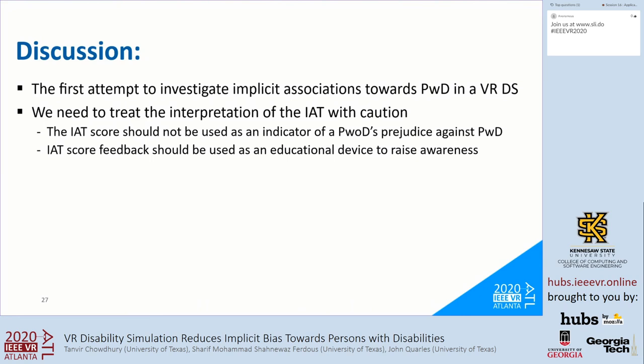To the best of our knowledge, this study was the first attempt to investigate implicit association towards people with disability in a VR disability simulation. However, we need to treat the interpretation of IAT with caution. The IAT score should not be used as an indicator of prejudice against people with disabilities. Instead, IAT score feedback should be used as an educational device to raise awareness about implicit bias and how it may affect one's interaction with others. We believe more research is needed to investigate this further.